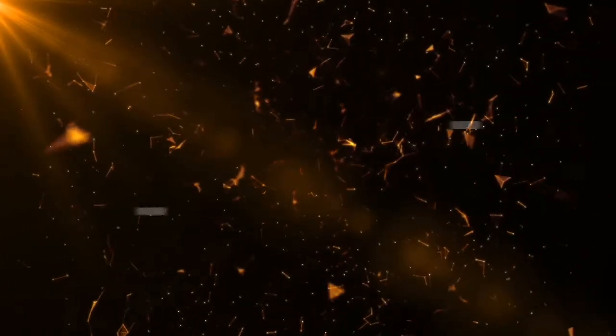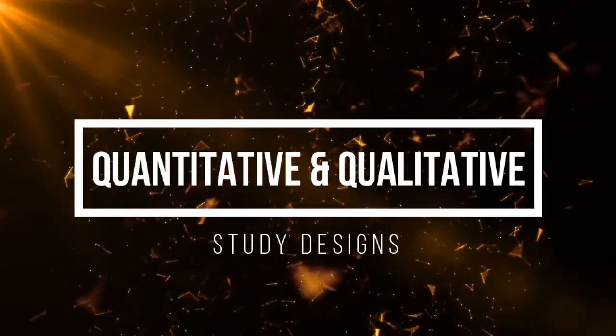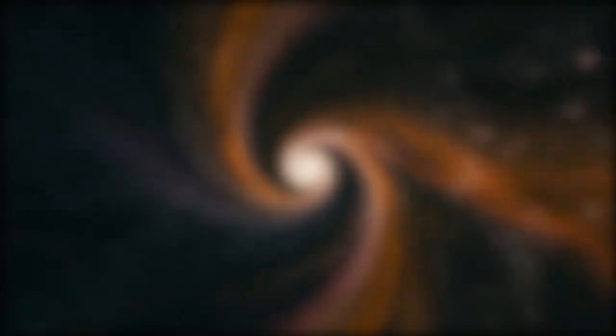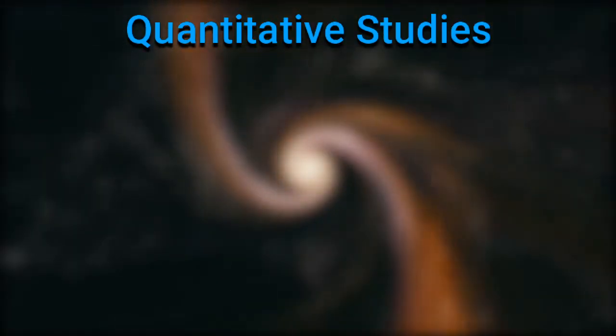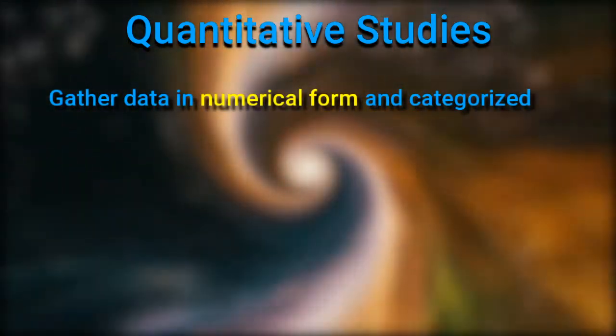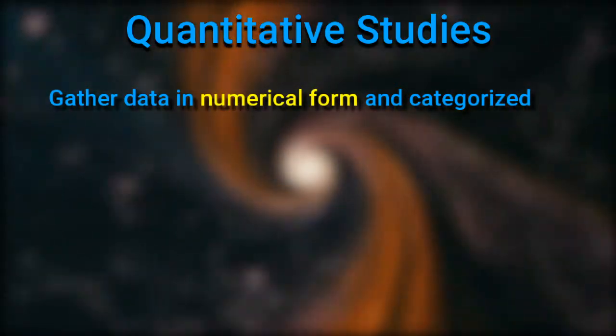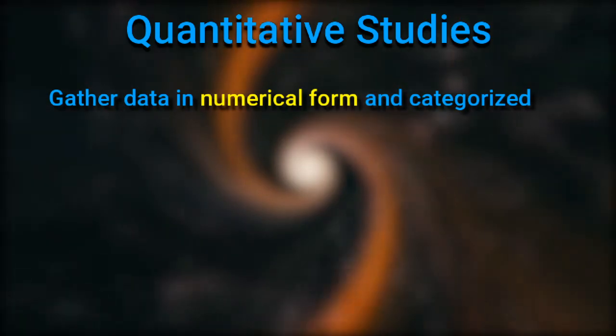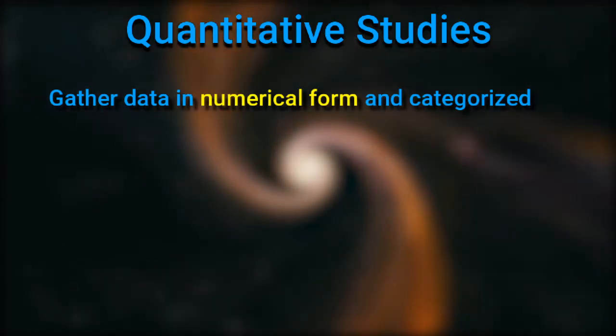Hi, my name is Ali, and today we're going to be taking a look at two different types of articles, quantitative and qualitative articles. The type that was just described is a quantitative research article or study design. These are generally designed to gather data in a numerical form, which is then put into categories or in rank order, or it's measured in units of measurement.